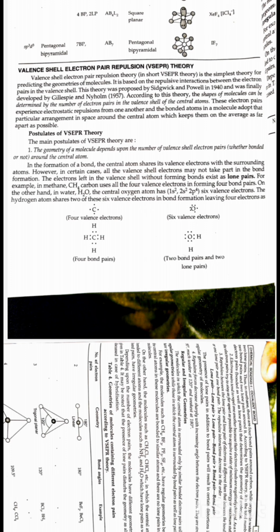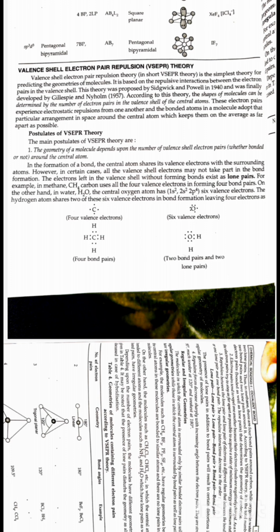Now the next topic is valence shell electron pair repulsion theory. Valence shell electron pair repulsion theory is the simplest theory for predicting the geometries of molecules. It is based on the repulsive interactions between the electron pairs in the valence shell. This theory was proposed by Sidgwick and Powell in 1940 and was finally developed by Gillespie and Nyholm in 1957.